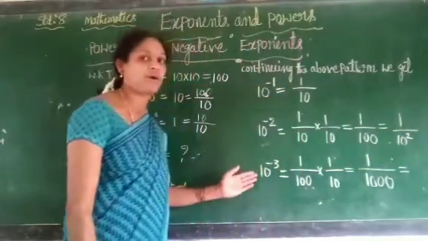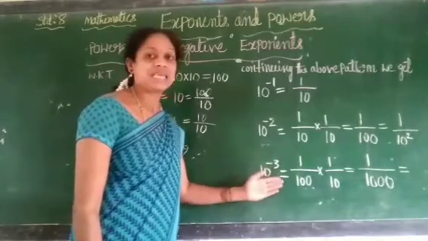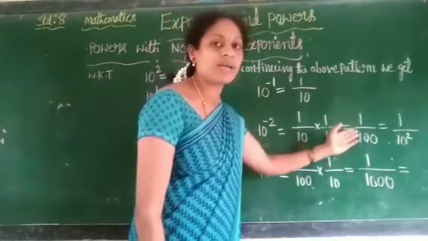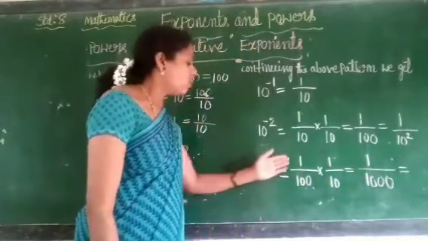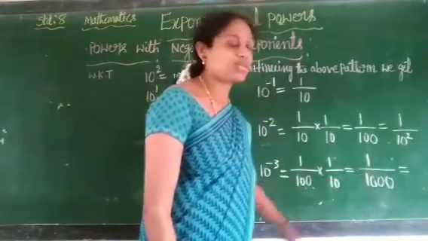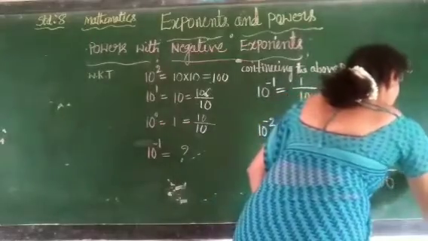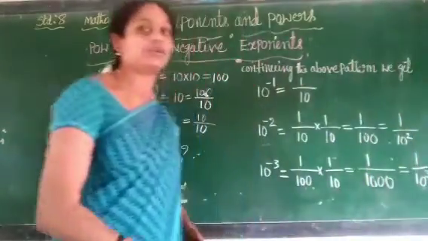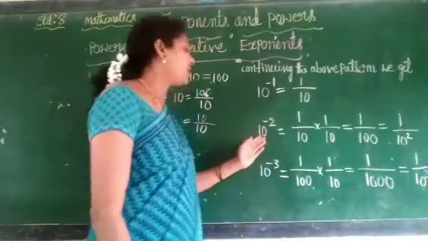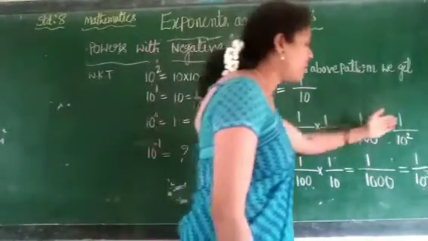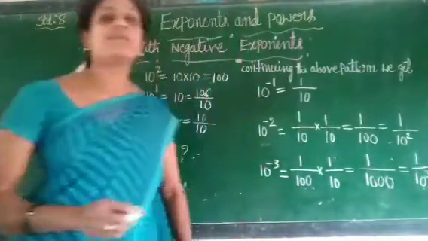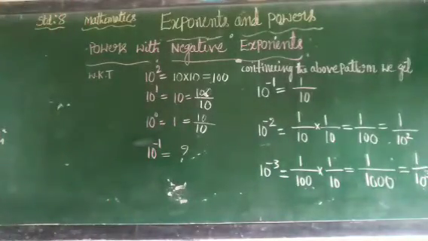Next, 10 to the power minus 3 is equal to 1 by 100 into 1 by 10, which is 1 by 1000, that is 1 by 10 cube. So 10 to the power minus 1 can be written as 1 by 10, 10 to the power minus 2 as 1 by 10 square, and 10 to the power minus 3 as 1 by 10 cube.